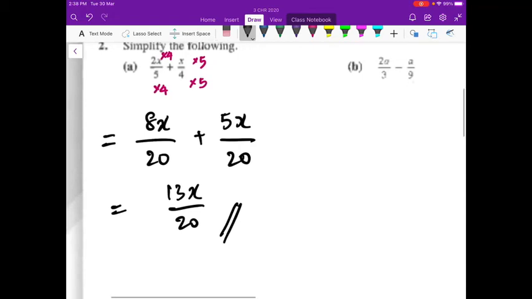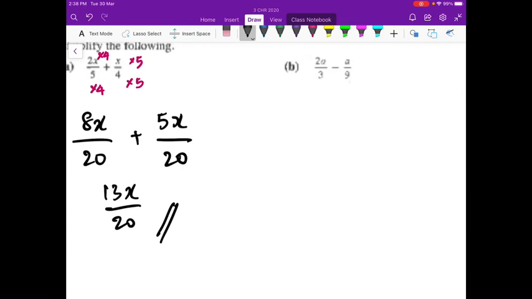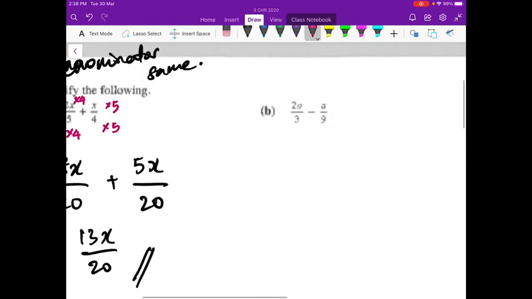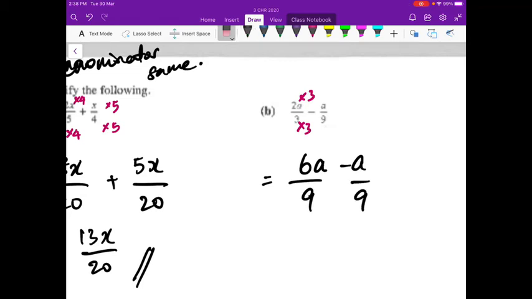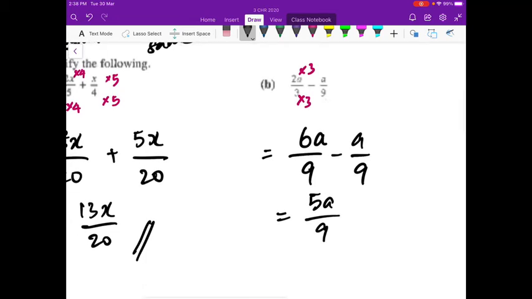Part B. What is the common denominator? 9. How do we get a denominator of 9? Times 3, times 3. Answer for the first one, 6a over 9 minus a over 9. So we have 5a over 9. Simple.